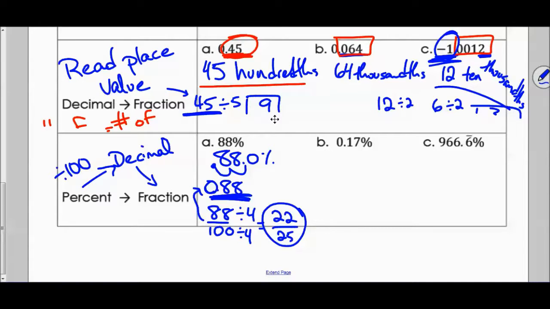All right, next example. Again, first step, just change it to a decimal. Move it 2 places back, 1, 2. Again, if you don't have a number there, you have to put a 0 in there. So this is 0.0017.